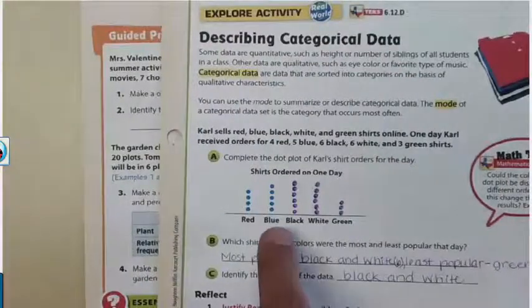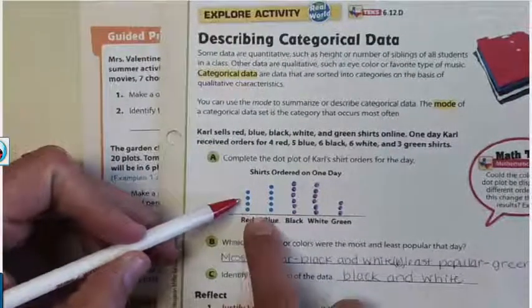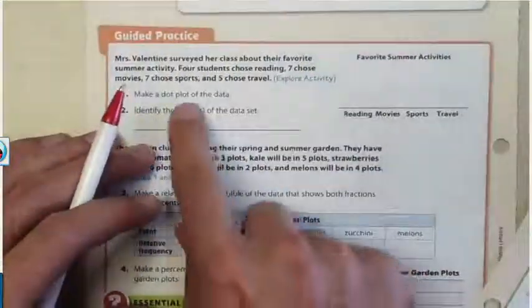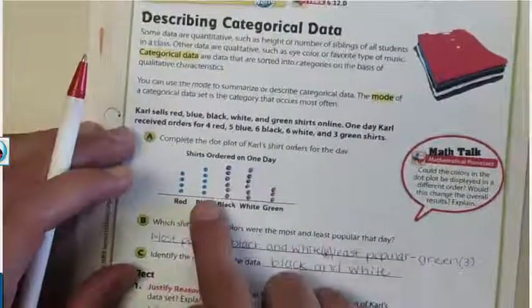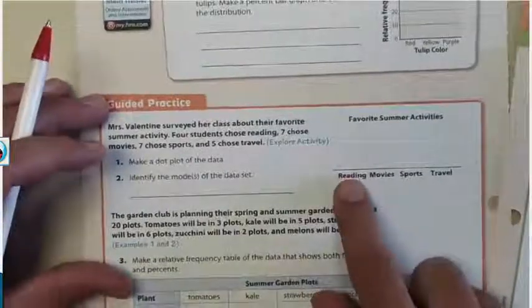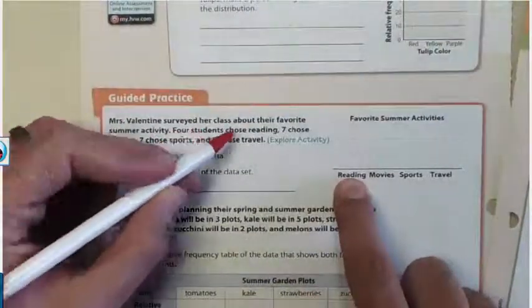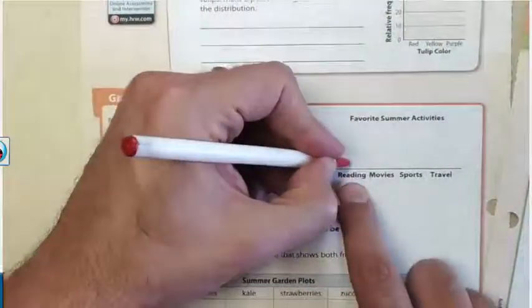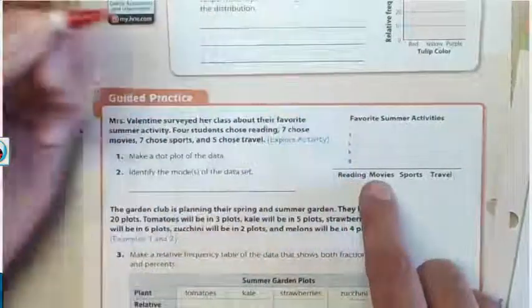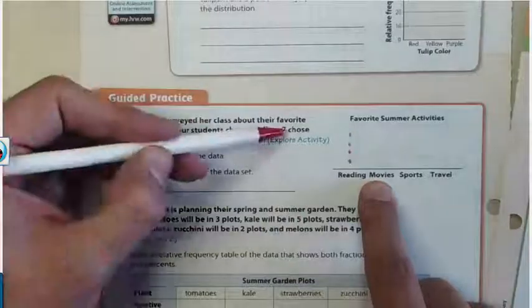Alright, so in the Explore activity, this is how you make the chart that it's asking you to do right here, the dot plot of the data. This tells you exactly how to do it on the Explore activity. Okay, so there are 4 students that choose reading. So reading, I'm going to put 4 dots. 1, 2, 3, 4. For movies, it says 7 chose movies.